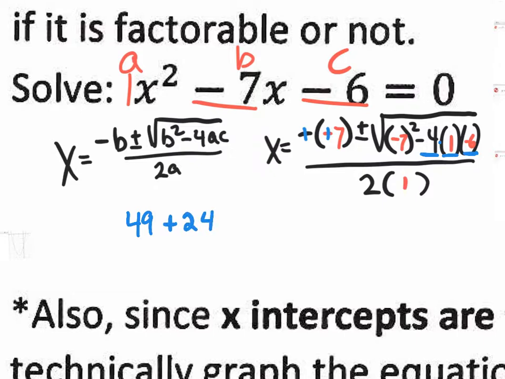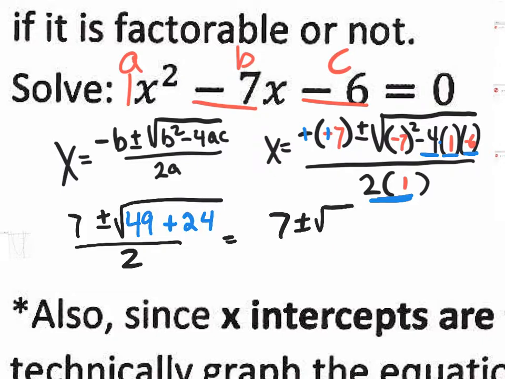Now keep in mind that that's still the discriminant value inside the square root. And we still have a positive 7 out here. And on the bottom, we might as well do the 2 times 1. 2 times 1 is 2. So there's our slightly simplified expression so far. But now let's actually add 49 plus 24. What do we get? 73, right? Okay, so we have 7 plus or minus the square root of 73 over 2.